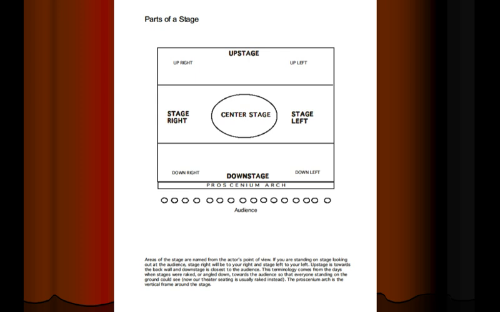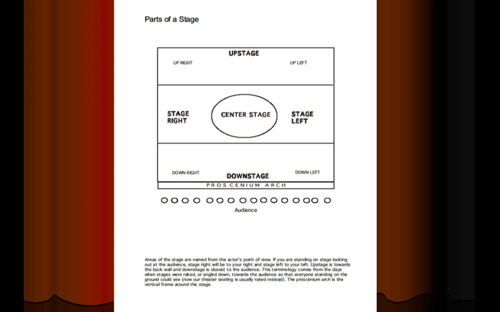Areas of the stage are named from the actor's point of view. If you are standing on a stage looking out at the audience, stage right will be to your right and stage left to your left. Upstage is towards the back wall and downstage is closest to the audience. This terminology comes from the days when stages were raked or angled down towards the audience so that everyone standing on the ground could see. Now our theater seating is usually raked instead.